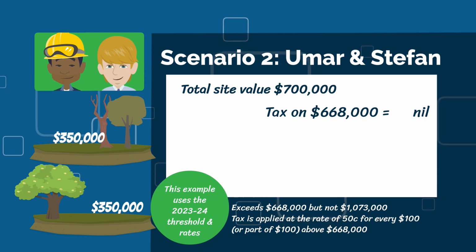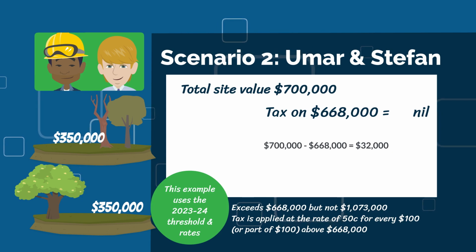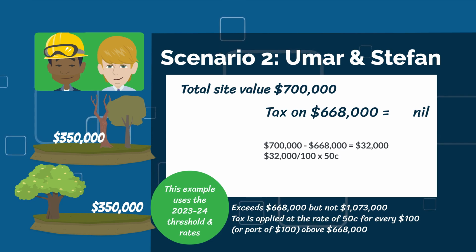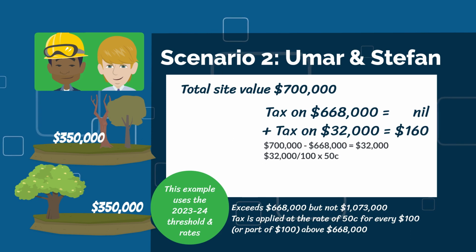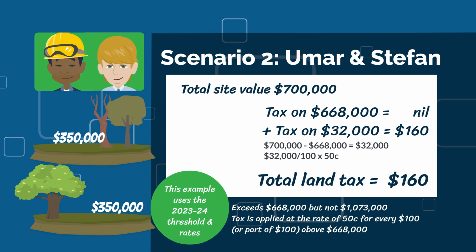In this scenario, it will be applied on $32,000, which is $700,000 minus $668,000. Land tax on $32,000 is calculated at 50 cents per $100. This equals $160. Land tax payable in this scenario is $160.